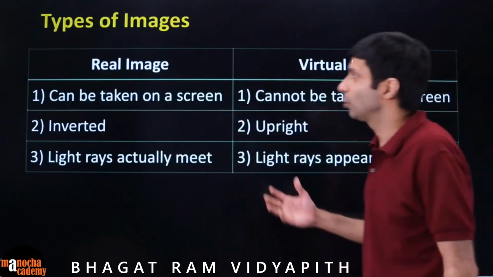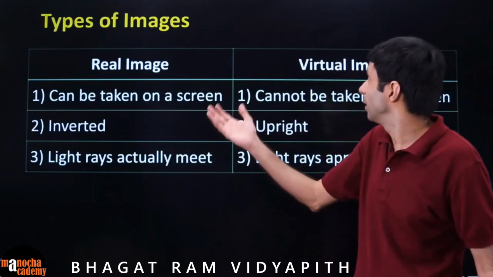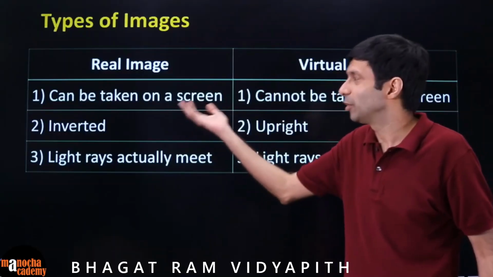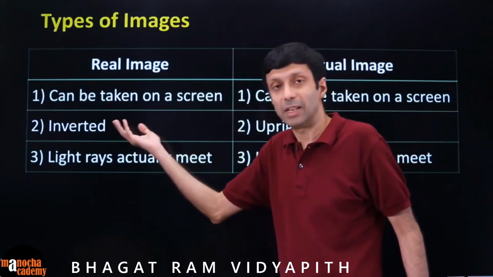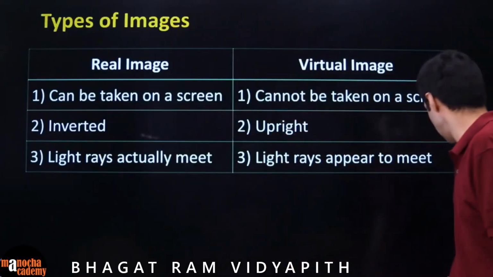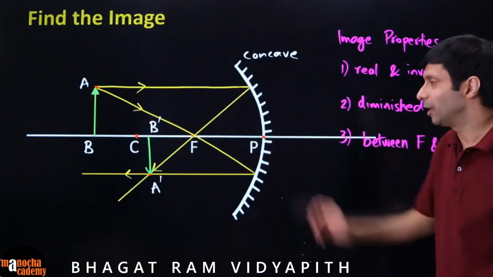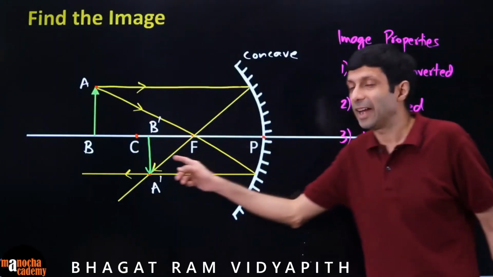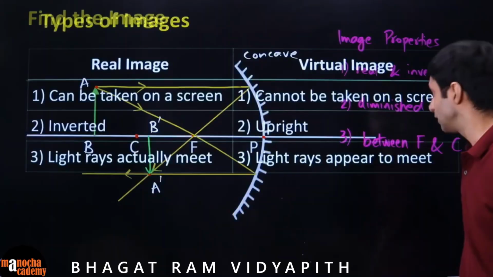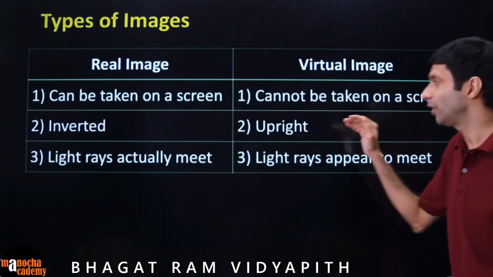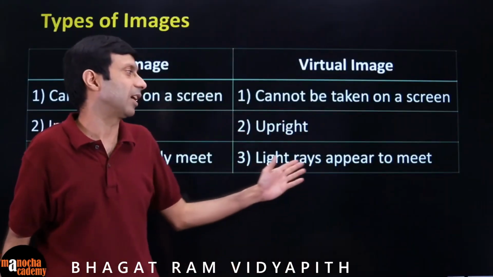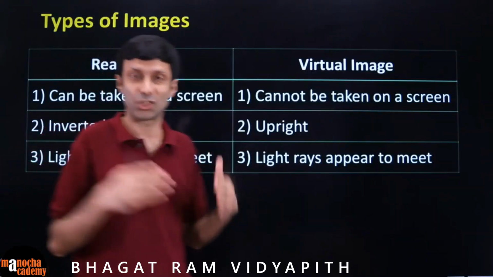So that's why we said that there are different types of images, real images and virtual images. So make sure you write the property as we had discussed last time. Real images can be taken on a screen, real images are always inverted, and the light rays actually meet. Like we saw in the diagram here, this is clearly a real image and it is inverted, and the light rays are actually meeting to form our image. It is not being produced backwards. Whereas a virtual image cannot be taken on a screen. It is upright, that means it is erect, and light rays appear to meet. They do not actually meet.